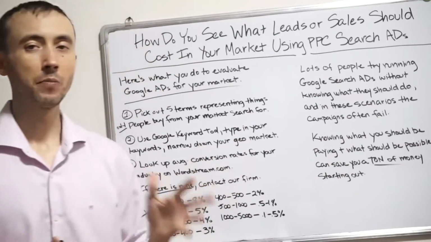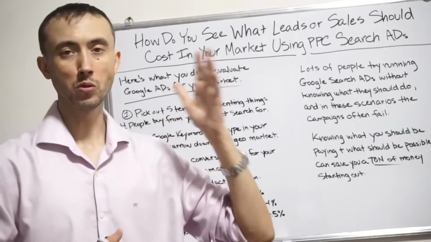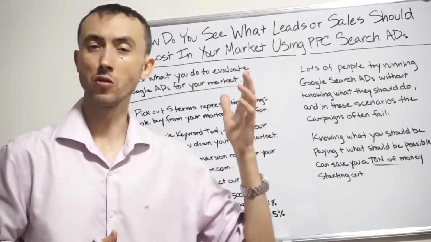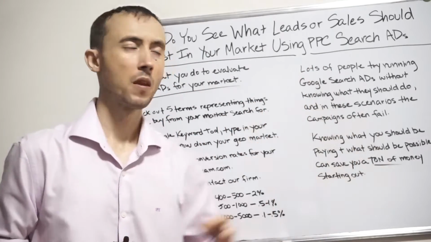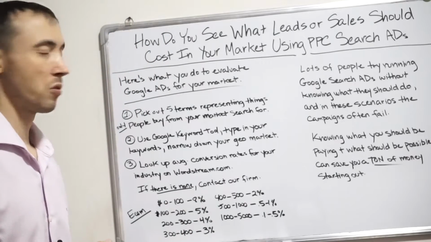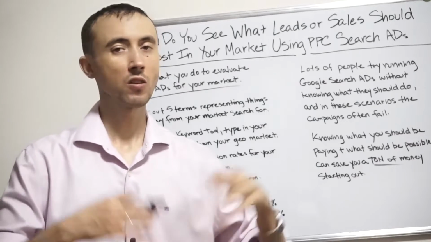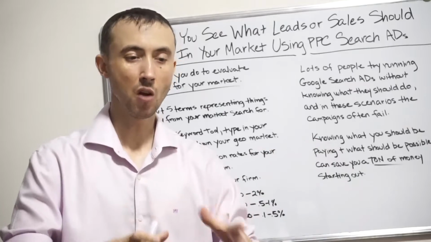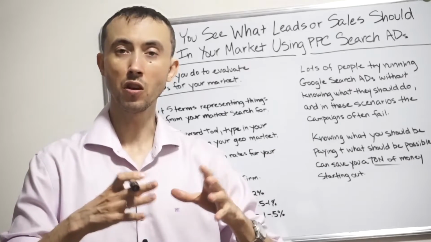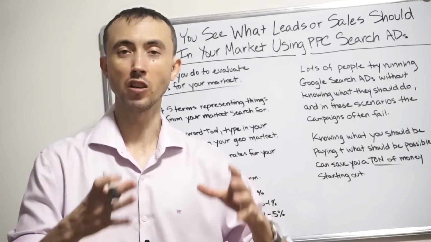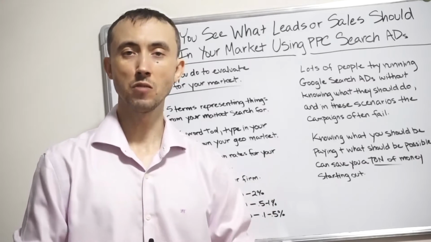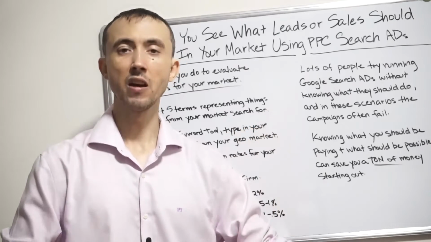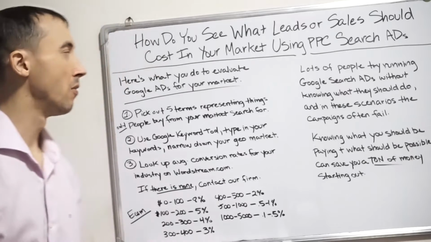It all comes down to Google's tool, which is called the Google Keyword Tool. Within that Google Keyword Tool, by the way, there's all kinds of data that's going to lead to you knowing what you're going to be paying, what it's going to cost per lead through Google Ads in your market, or for a sale in your market itself.